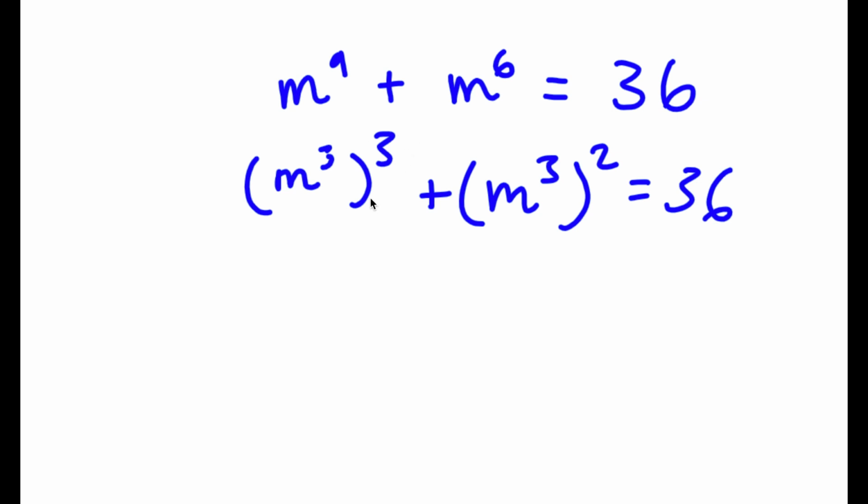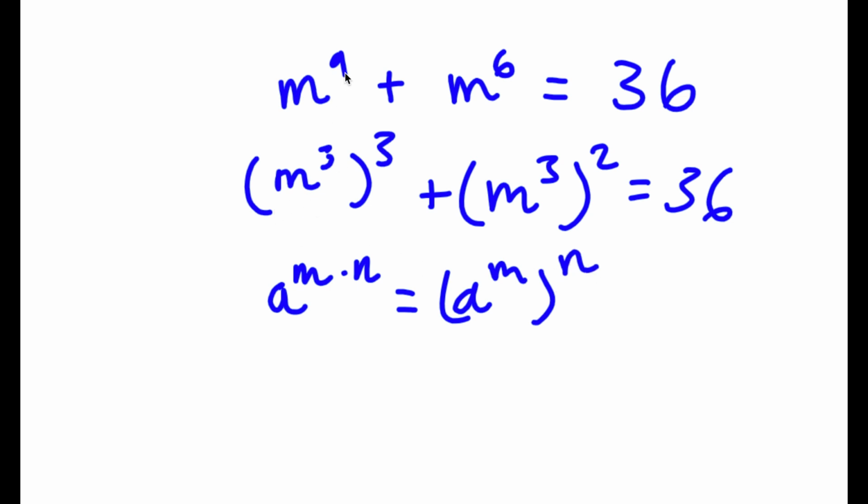And the reason that this is so is because if I have something in the form a to the power of m times n, this is equal to a to the power of m to the power of n. So in this case, 9 is equal to 3 times 3, so that's why I wrote it m to the power of 3 to the power of 3. And 6 is equal to 3 times 2, so that's why I wrote it m to the power of 3 to the power of 2.